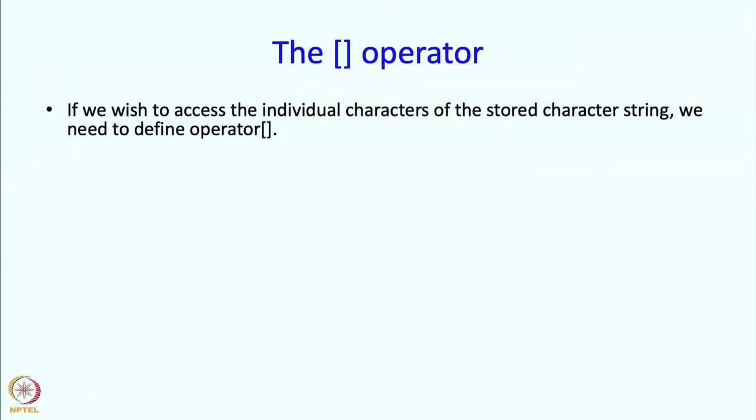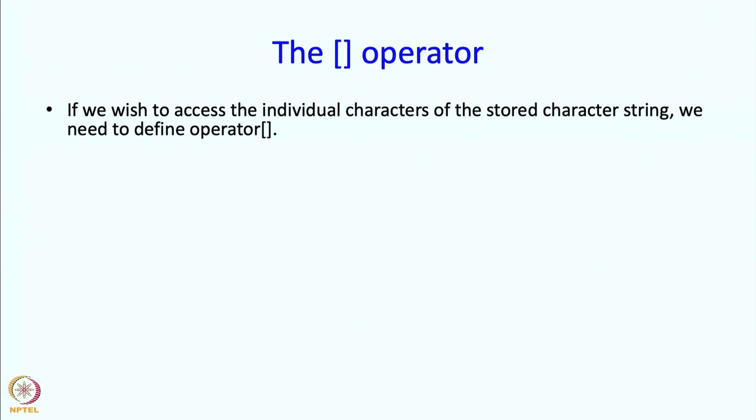Welcome back. In the last segment, we saw implementations of two assignment operators for our class string. In this segment, we are going to look at the implementation of other operators. So first, the square bracket or the indexing operator. If we wish to access the individual characters of the stored character string, we need to define this.